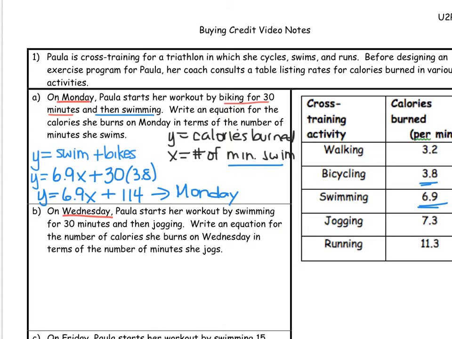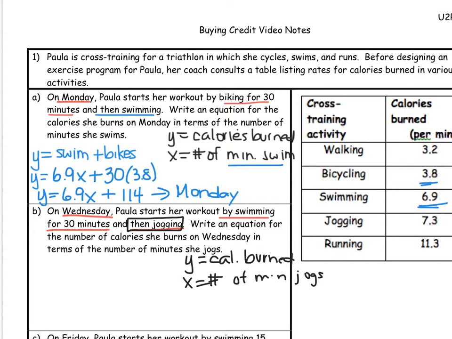So now let's take a look at Wednesday. On Wednesday, she starts her workout by swimming for 30 minutes and then jogging. So again, we're going to define our variables. Y continues to be the total calories burned, and in this case, our x is going to equal the number of minutes that she jogs, because it doesn't say how much she jogs, just that she does jog. So again, y is the total calories burned for Wednesday, and y is going to equal her jogging plus her swimming.